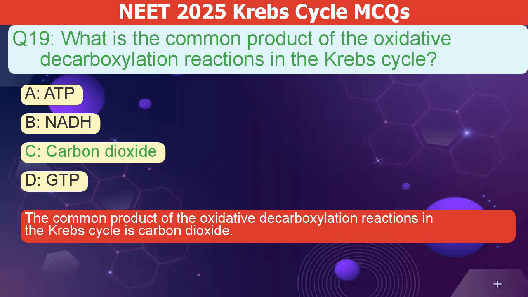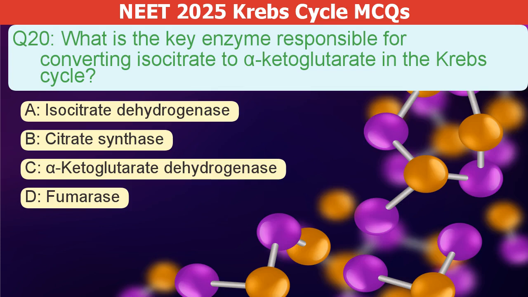The correct answer is C. The common product of the oxidative decarboxylation reactions in the Krebs cycle is carbon dioxide. What is the key enzyme responsible for converting isocitrate to alpha-ketoglutarate in the Krebs cycle? A. Isocitrate dehydrogenase. B. Citrate synthase. C. Alpha-ketoglutarate dehydrogenase. D. Fumarase.